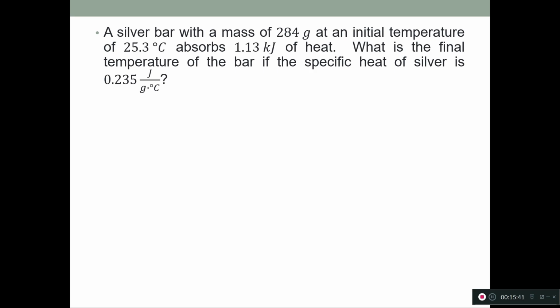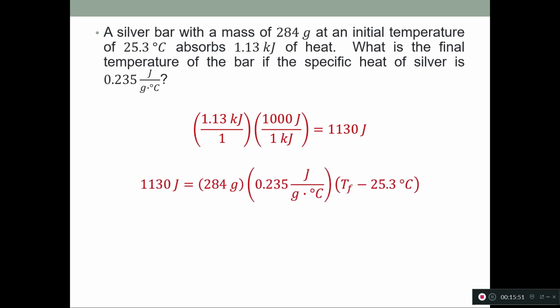And so the way to approach this, the first thing we'll want to do is actually convert the kilojoules into joules. So we use this, that gives us the 1130 joules. Then we want to plug that into our Q equals MC delta T. So this 1130 joules is our Q, this 284 grams is our M, this 0.235 joules over grams Celsius is our C. Then we have the delta T here, but we're trying to find what this final temperature is. So we need to solve for this final temperature right here.